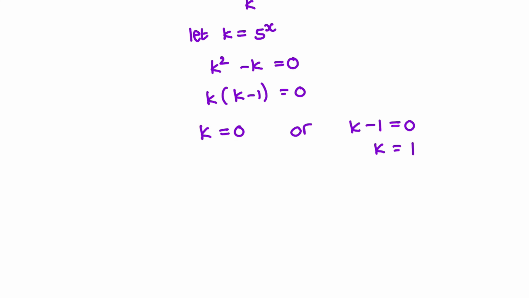So what I need to do is replace k with 5 to the power of x. So I have 5 to the power of x is equal to 0, or 5 to the power of x is equal to 1. Now, there's no way of writing 0 as 5 to the power of something. So there is no solution on the left-hand side. But on the right-hand side, I can rewrite 1 as 5 to the power of 0. So I'm writing 1 as 5 to the power of 0, and I can see that x is equal to 0. So therefore, x is equal to 0.